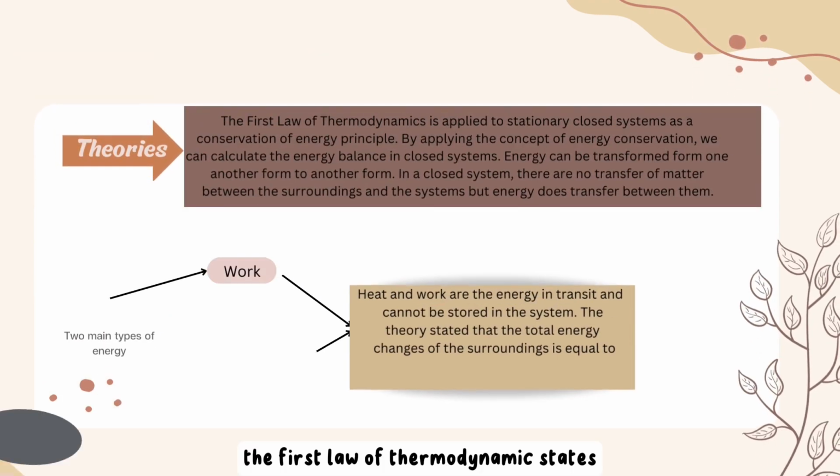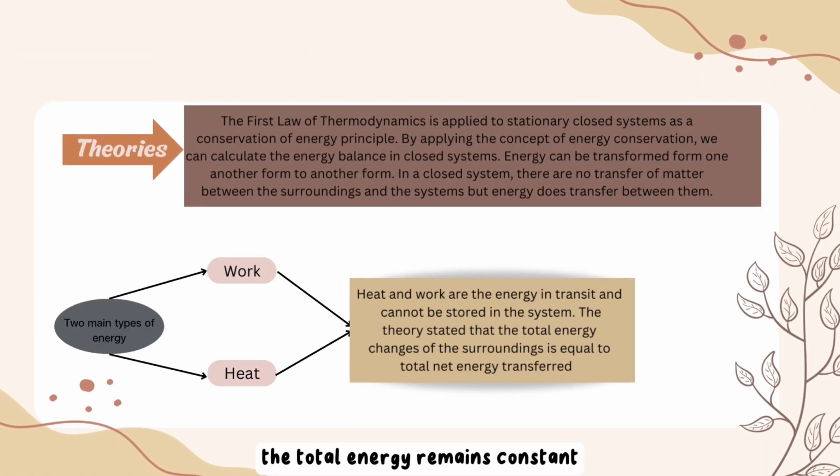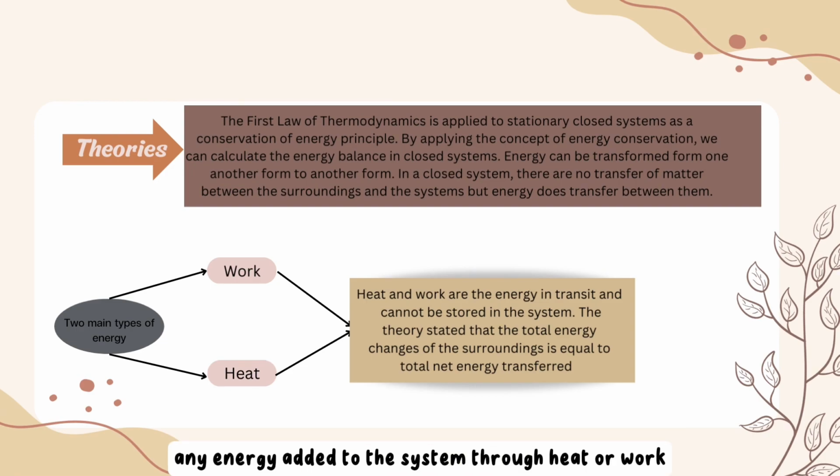The first law of thermodynamics states that in a closed system, the total energy remains constant. This means that energy cannot be created or destroyed within the system. It can only change forms. Both heat and work represent energy in transit, moving in and out of the system. In simple terms, any energy added to the system through heat or work results in an increase in the system's total energy, while energy leaving the system causes a decrease.